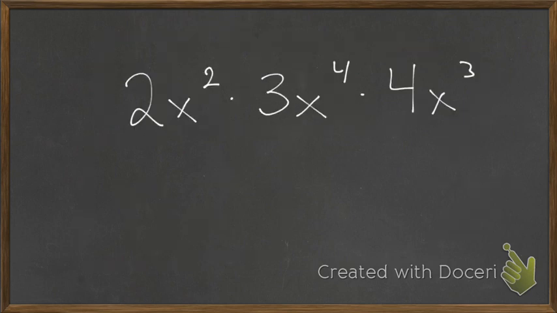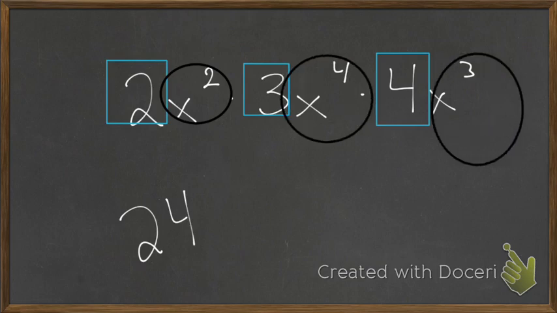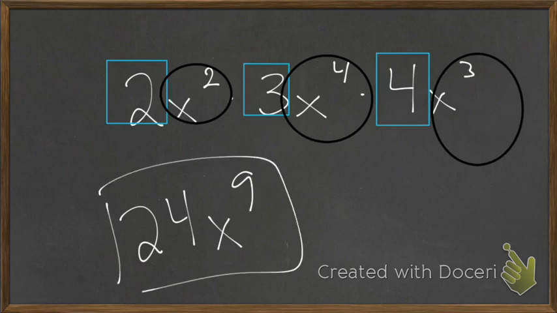Again, nothing's magically connected. I can bust this up and recompose it any way I want. I'm going to choose to look at those natural numbers, the 2, 3, and 4. So if I multiply 2 times 3 times 4, I get 24. And if I look at how many factors of x I have, 2, 6, 9 factors of x, which would be an x to the 9th. 24x to the 9th. Cool. We're going to keep rolling.